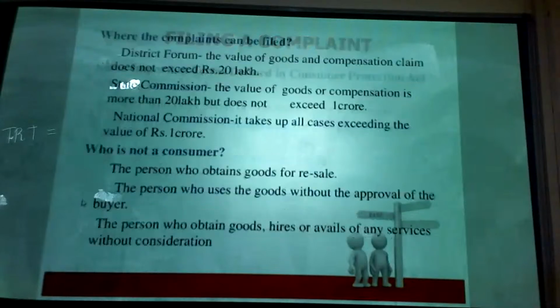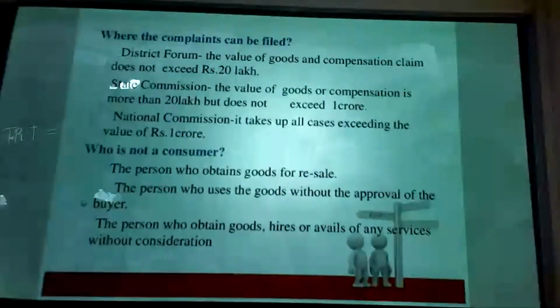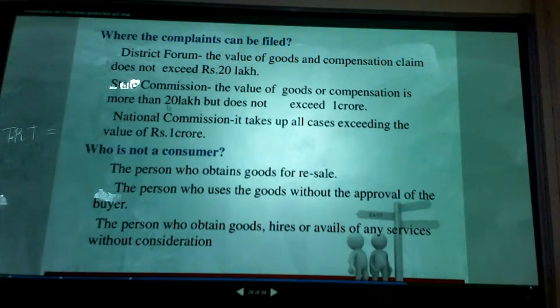That is the duration. Next one is where the complaint can be filed. All of you know that already there are three forums: the district forum, the state commission, and the national commission. The first is the district forum, where the value does not exceed 20 lakh. Second, if the value is more than 20 lakh but does not cross 1 crore, then we have to approach the state commission.